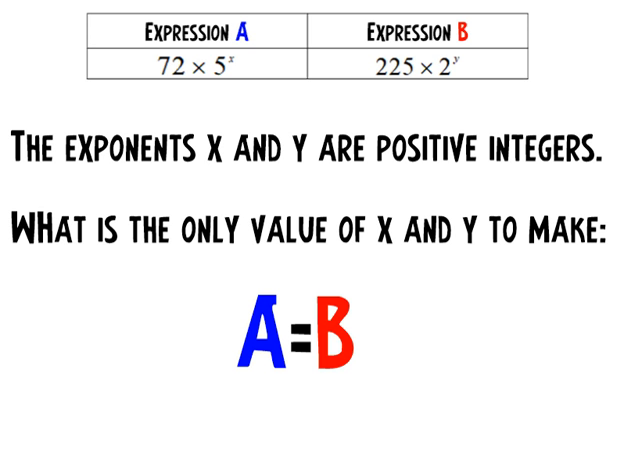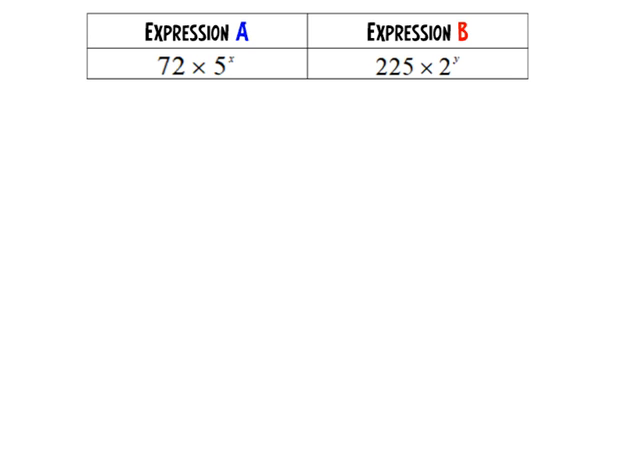So the first thing is we have this expression here, which is 72 times 5 to the exponent of x, and 225 times 2 to the power of y. And we need to figure out what exponent x is and what exponent y is to make these two expressions, A and B, equal. Well, here's how you can solve it. We can use something called prime factorization.